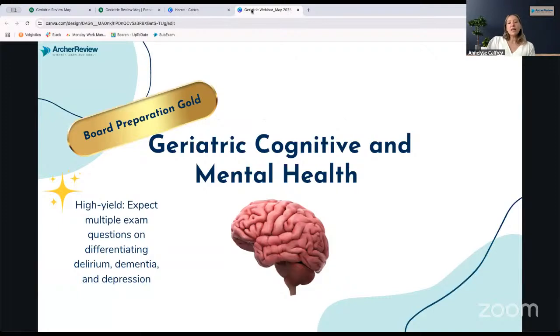Okay, switching gears here. We're going to talk about cognitive and mental health in a geriatric population. If you don't know how to differentiate dementia, delirium, and depression, by the end of this next half hour you are going to, because this is board prep gold. This is high yield. I can't promise that you're going to get a lot of questions on it, but it is likely. This is highly tested, and a highly seen issue in the clinic. So this is stuff we want to know.